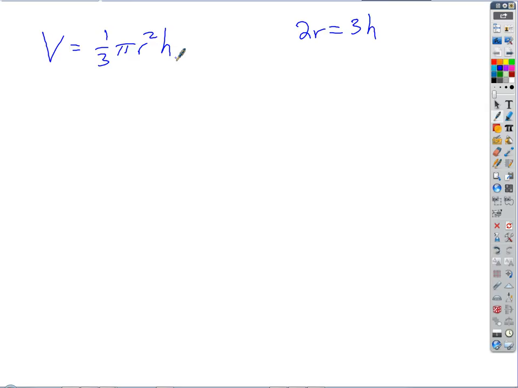We could have also taken this equation and just differentiated and gotten 2r dot equals 3h dot. So I could have even related the rates of change of r and h. Does that make sense? Okay.